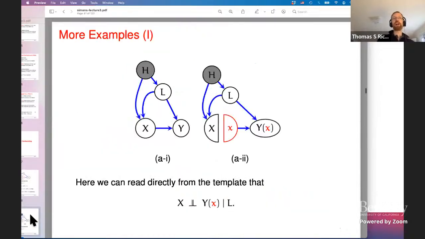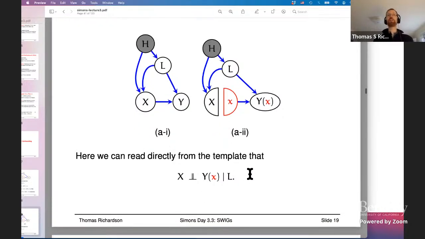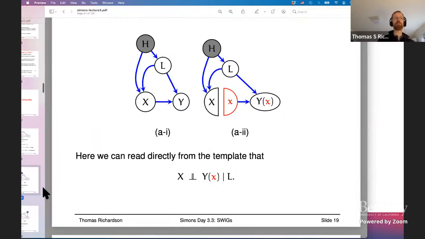Okay, if your friend says, oh, but wait a second, what happens if there was an unmeasured confounder between L and X? Well, as long as it was just between L and X, then you can work out that this conditional independence is going to continue to hold, because although we've got two paths between Y of X and X, L is a non-collider on both those paths. So when I condition on L, both of those paths are blocked. So we're going to get this conditional independence. And so, yep, we can still use the backdoor formula in that graph.